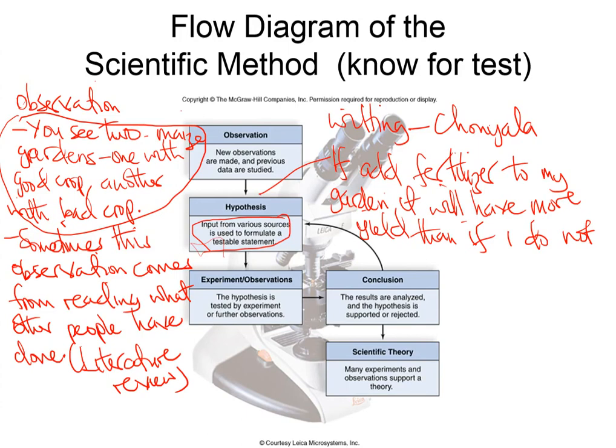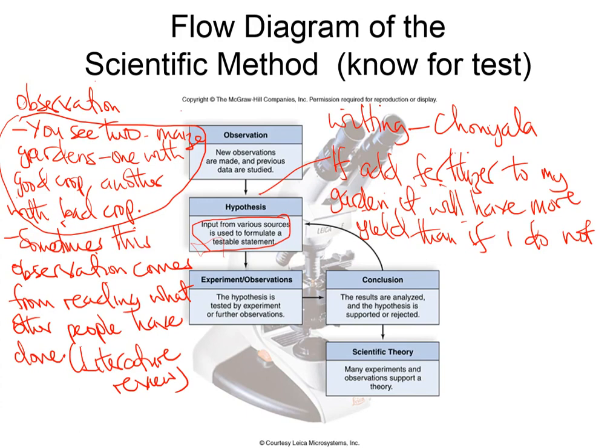Now, after you develop your hypothesis, then you go on and do an experiment. So in terms of an experiment, you have 2 gardens. You add fertilizer to one garden. You leave the other garden without fertilizer. Or maybe you have 2 gardens. You add more fertilizer to one garden. You add very little fertilizer to the other garden. That is your experiment. You are conducting an activity that is there to determine if your hypothesis is correct or incorrect.